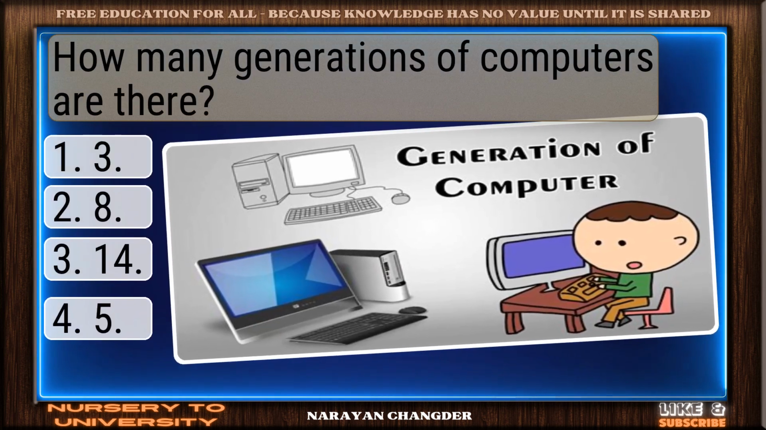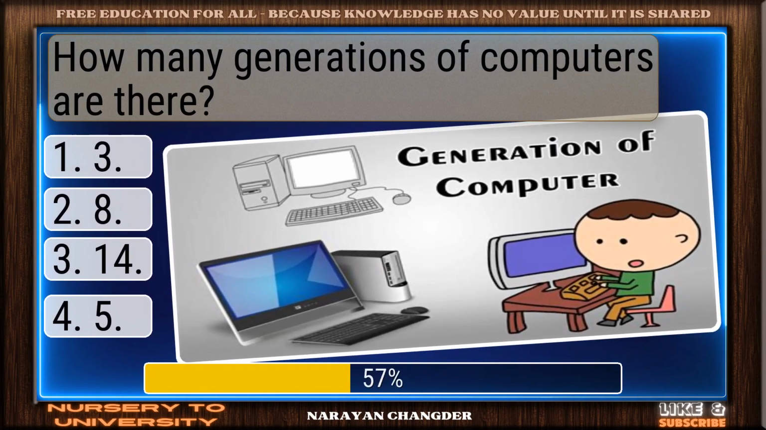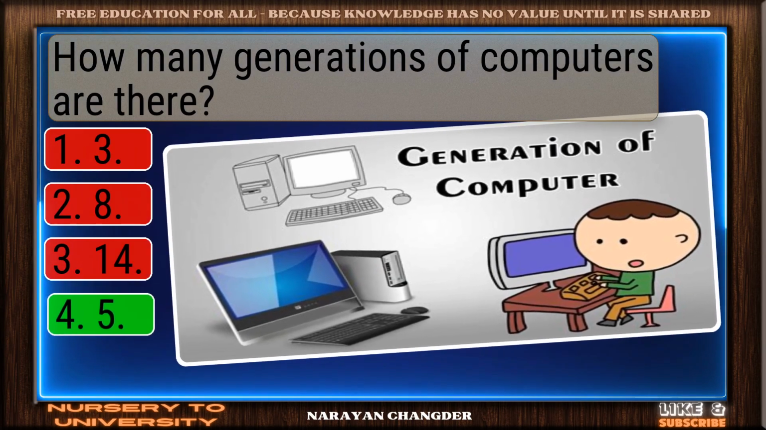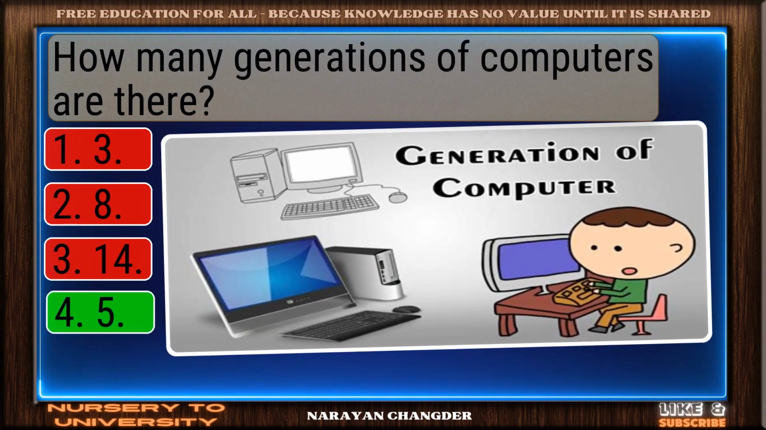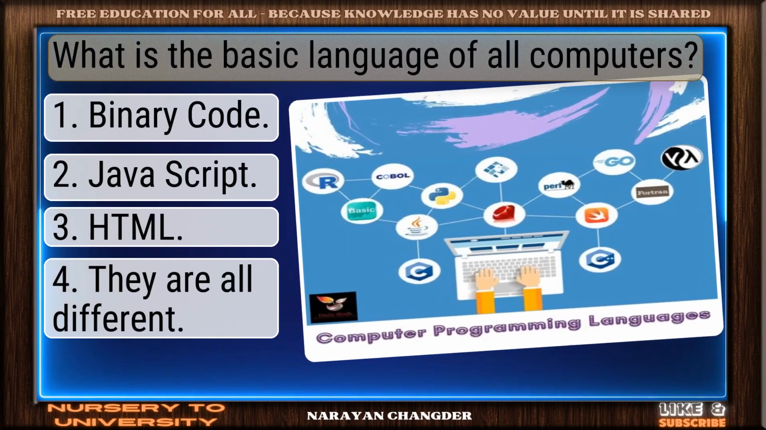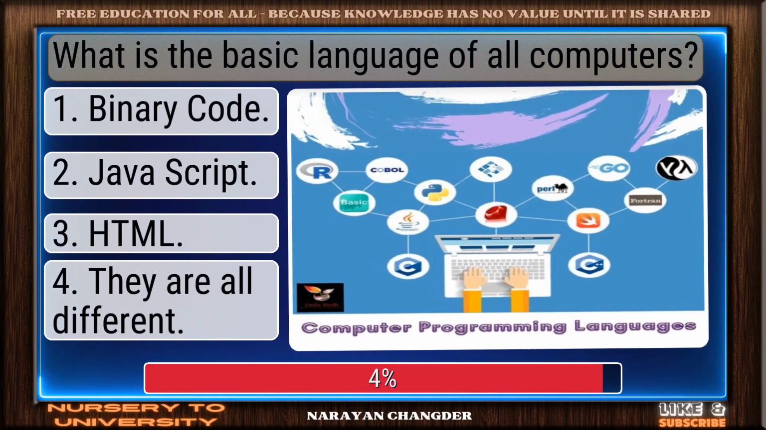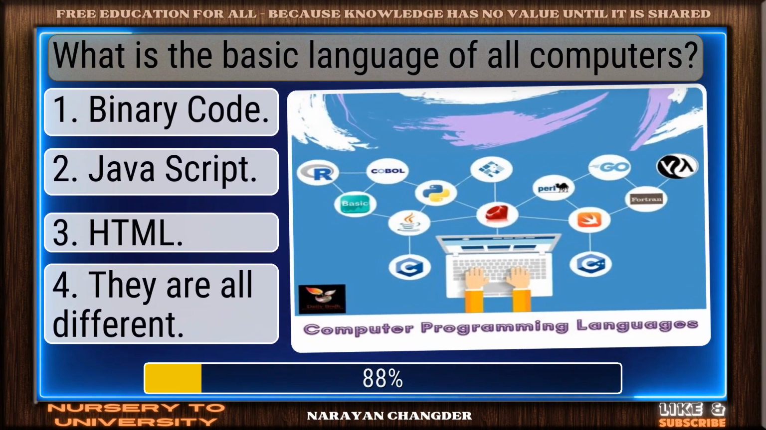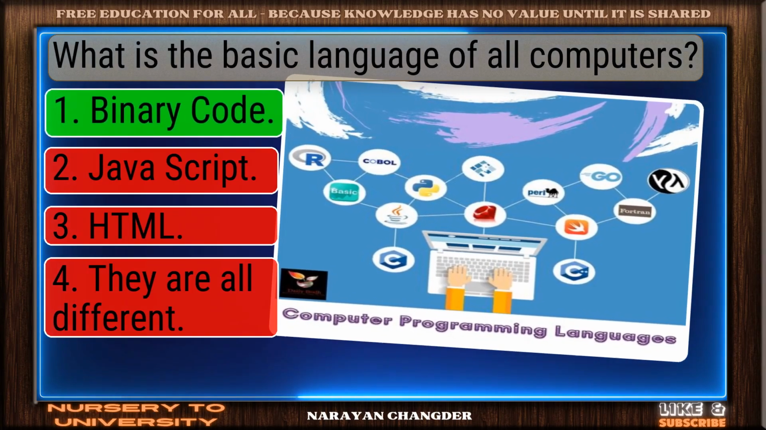Question number 33. How many generations of computers are there? Clear logic. Your choice 5 is sound and 100% true. Question number 34. What is the basic language of all computers? Solid response. Binary code is a valid choice.